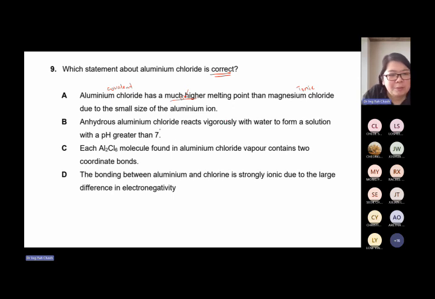Now B: anhydrous aluminium chloride reacts vigorously with water to form a solution with pH greater than 7. Remember in paper 2, we talked about aluminium chloride also. Because it's covalent, it can be hydrolyzed and form an acidic solution. Yes, it reacts with water, but forms an acidic solution. If the solution is acidic, the pH should be lower than 7. So this word greater is not correct. B is not correct.